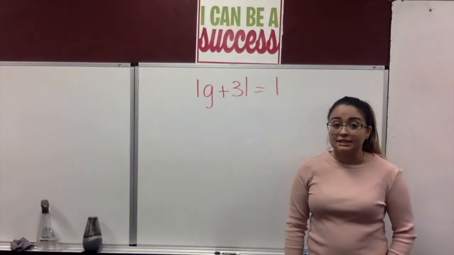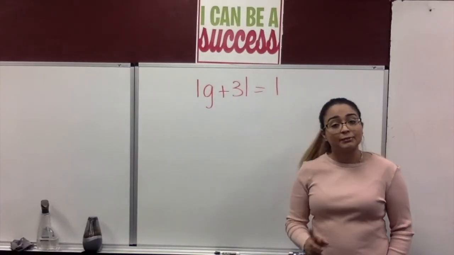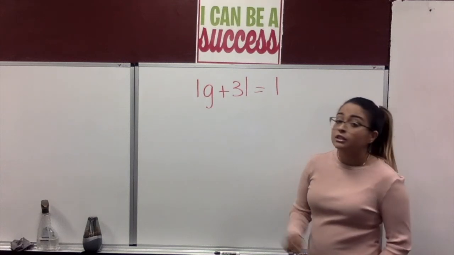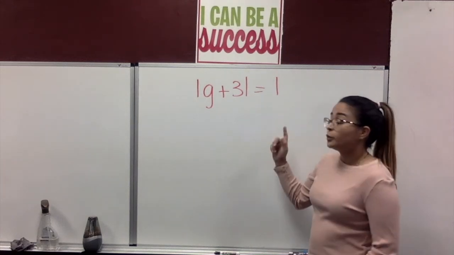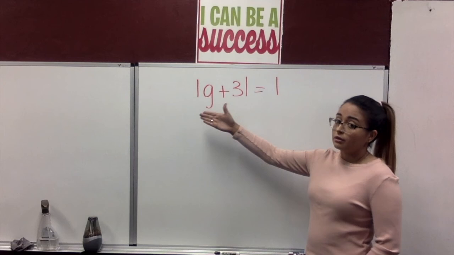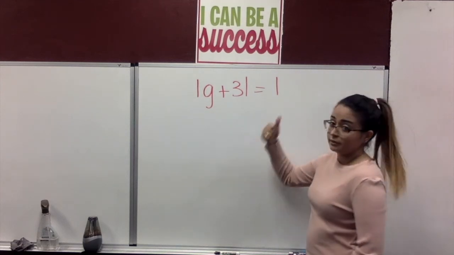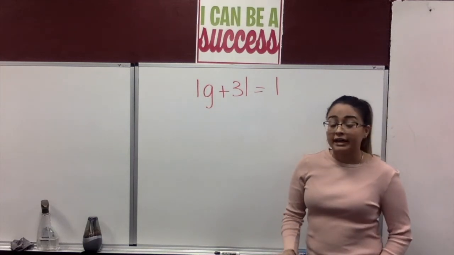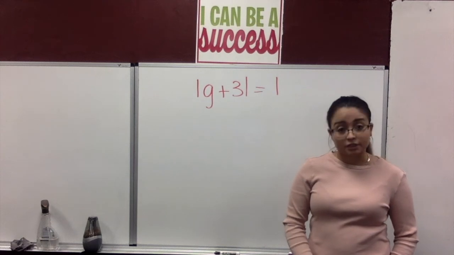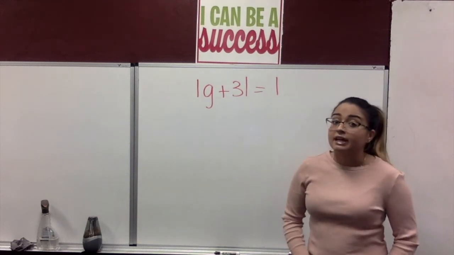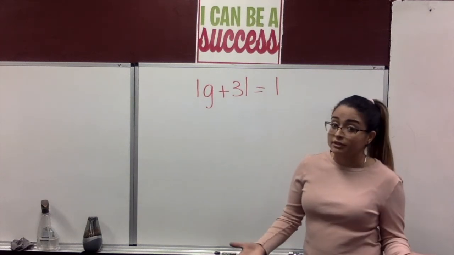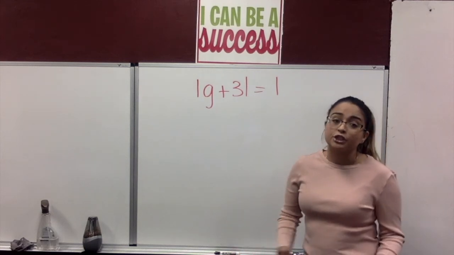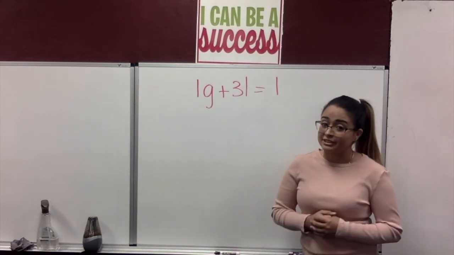Let's go on into your assignment. For your assignment today, I want you to follow the same exact steps that we took to solve for this equation, which is the absolute value of g plus 3 equals 1. Go ahead and use the same exact steps we just took. You're going to figure out if it has a solution or if it does not have a solution. Please make sure to include that in your notes and check your answer.